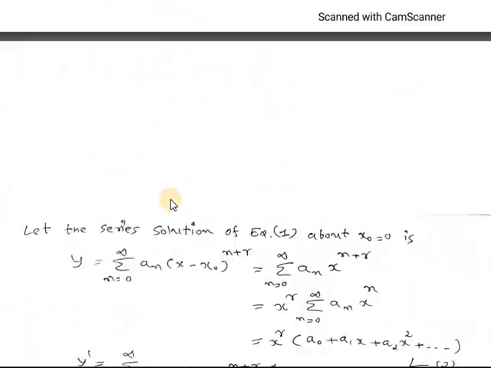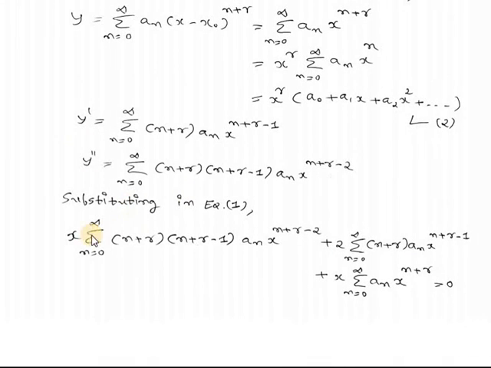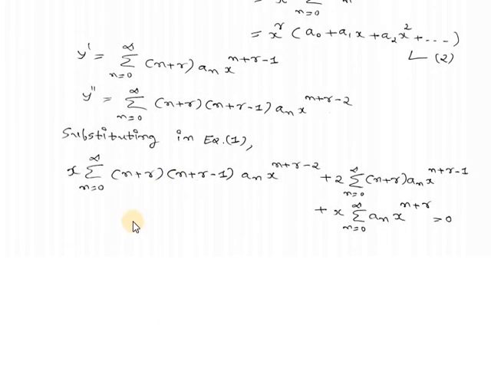So if we substitute these values in equation 1, we will get x into sigma n equal to 0 to infinite (n plus r minus 1) a_n x raised to n plus r minus 2, plus 2 sigma n equal to 0 to infinite (n plus r) a_n x raised to n plus r minus 1, plus x into sigma n equal to 0 to infinite a_n x raised to n plus r is equal to 0. So if we simplify further, then it will be sigma n equal to 0 to infinite (n plus r minus 1) a_n x raised to n plus r minus 1.